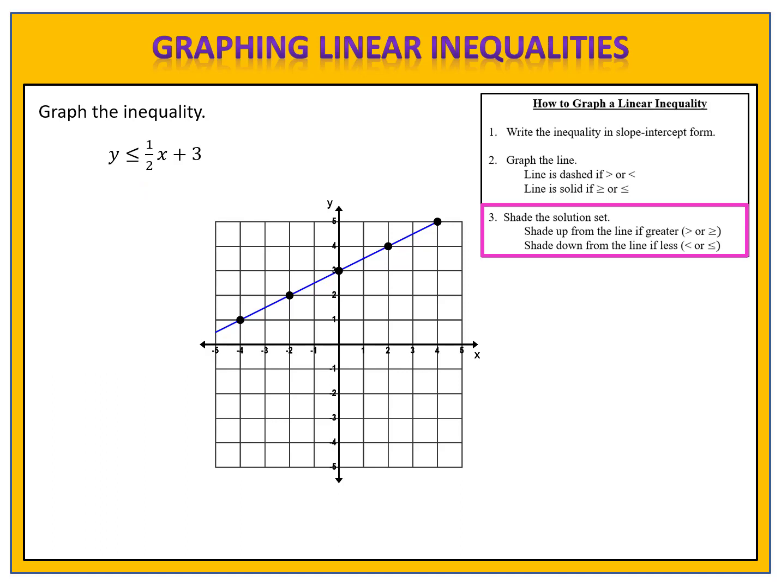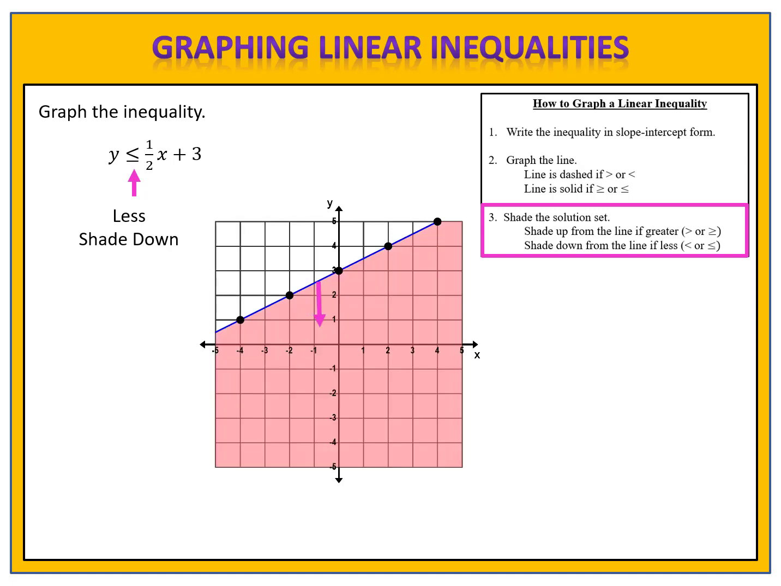Next, we need to shade the solution set. We need to determine whether we shade up or down from the line. Again, we'll use the inequality symbol to guide us. Our symbol is less than. Less than means to shade down. So we draw a little arrow down from the line, and that's the direction in which we shade. Now we've completely drawn the graph of our inequality.